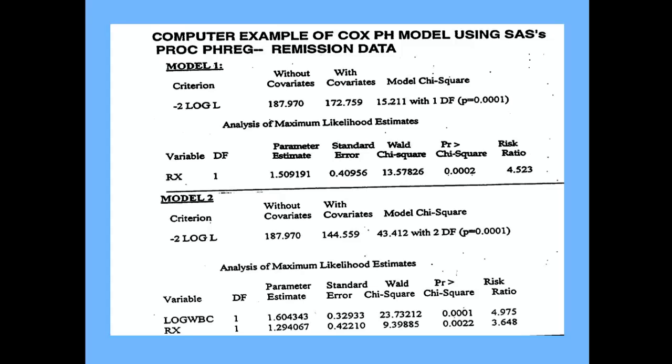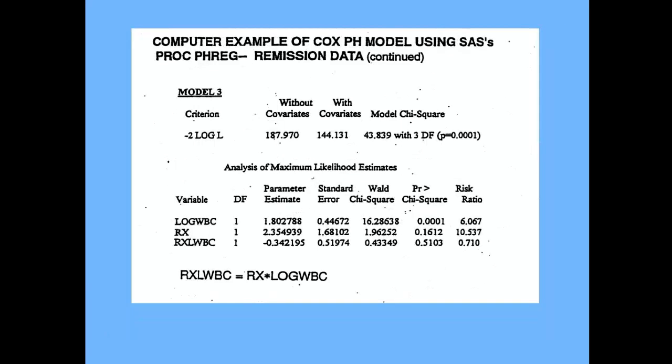Can you look at this? You've looked at the logistic regression output. What are the variables in model 2? Treatment and log white blood cell count. What are the variables in model 1? Just treatment. What are the variables in model 3? You've added a product term.